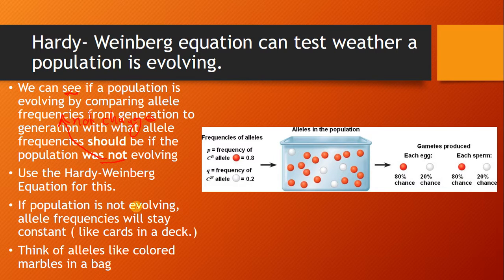If a population is not evolving, allele frequencies will stay the same. Like cards in a deck, there will always be 4 aces, 4 jacks, 4 kings. That deck isn't evolving. No matter how we deal or how we shuffle it, it will always be the same. So we're going to think of alleles as like colored marbles in a bag.